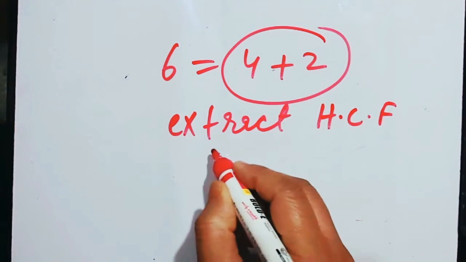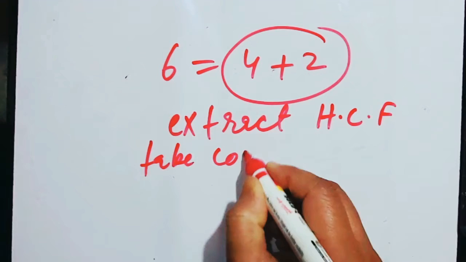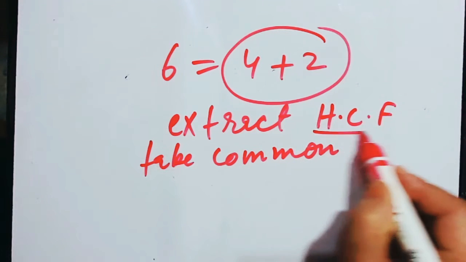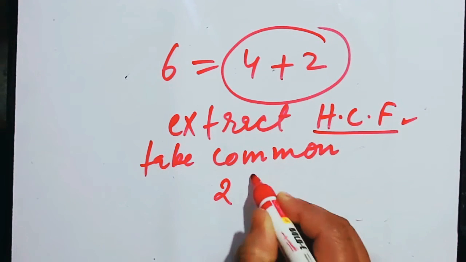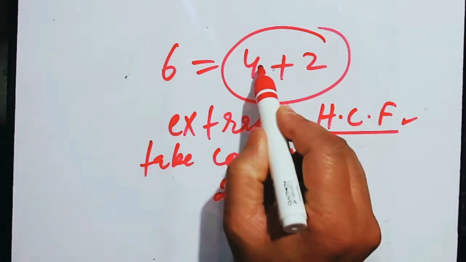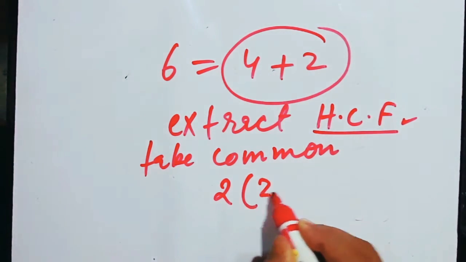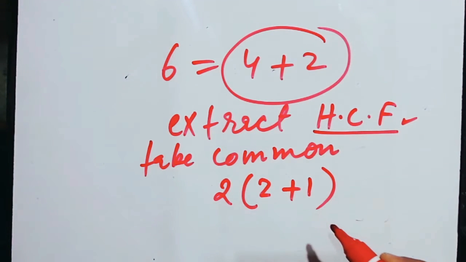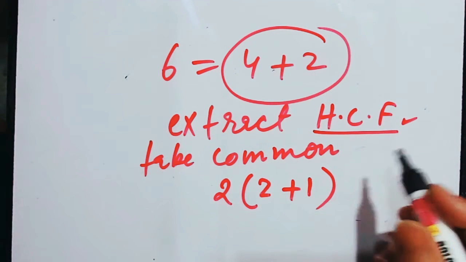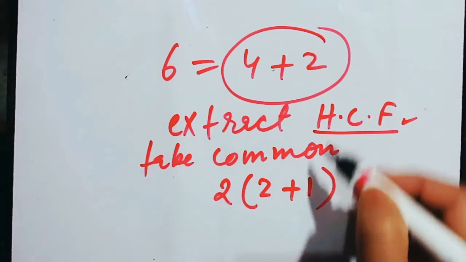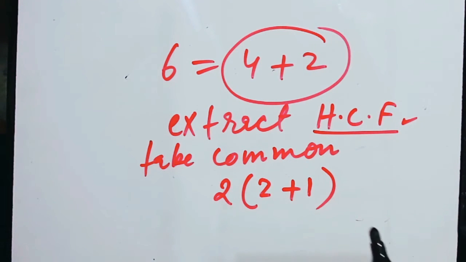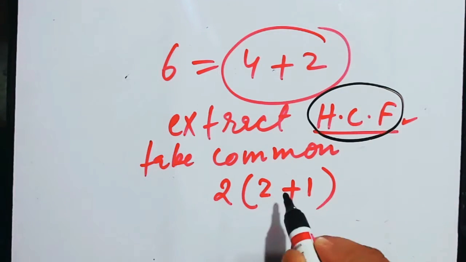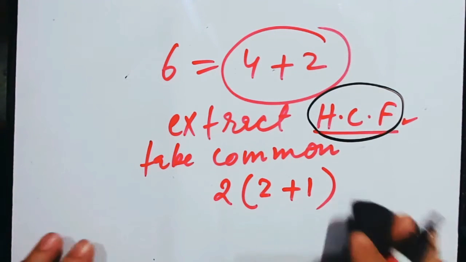So naturally what we are going to do, we'll take common. So when we take common from 4 and 2, that is we extract the HCF. So we get 2. Since we are extracting 2 from 4, we'll get 2 over here. And since we are extracting 2 from this one, we'll get 1. Now, there might be some confusion that if you are extracting 2 from here, how are you going to get 1? Actually, what we are doing is, after we find out the HCF, we are dividing both of them by the HCF.